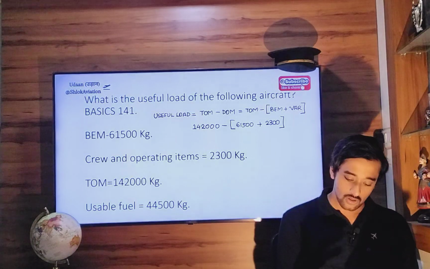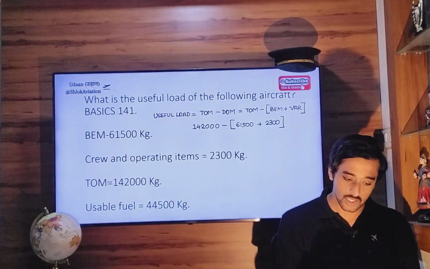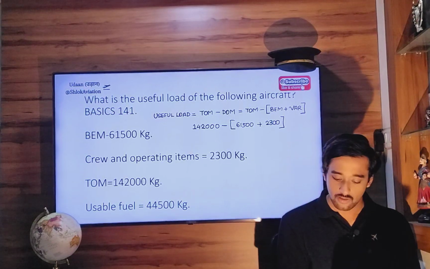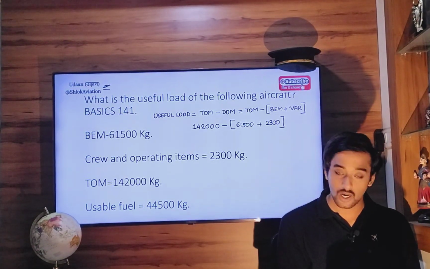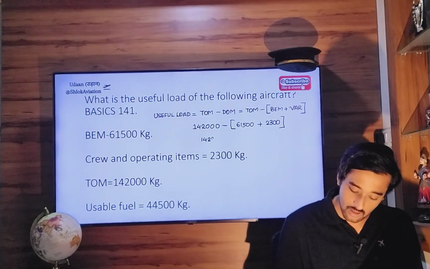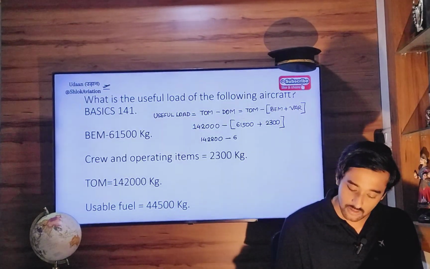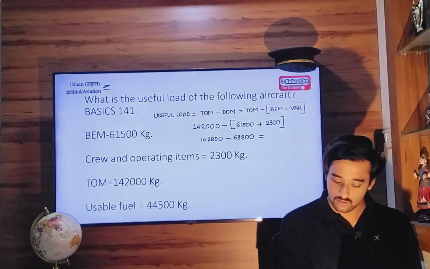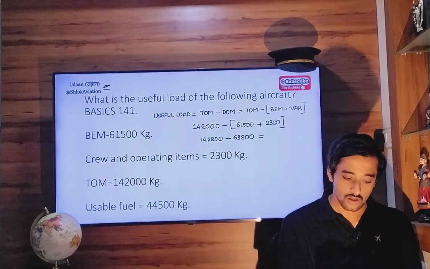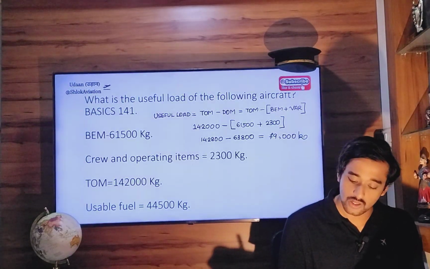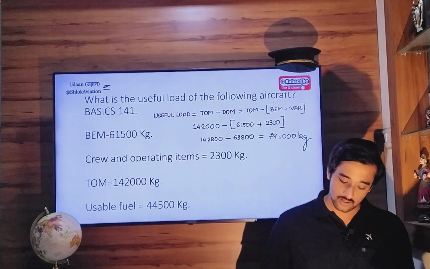So 142,000 minus 61,500 plus 2,300, which is 63,800. So that is equal to 79,000. So useful load equals 79,000 kg.